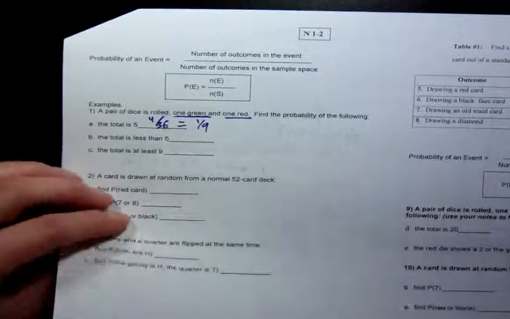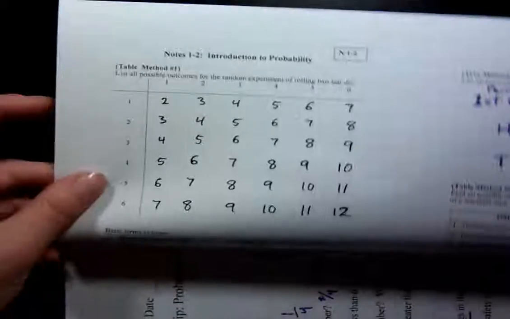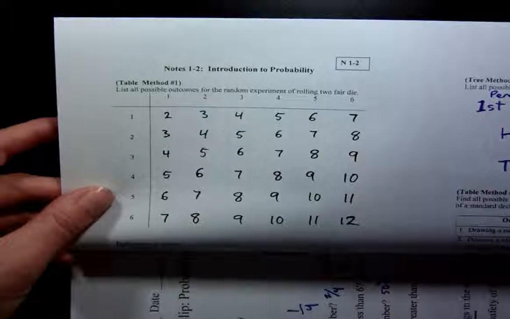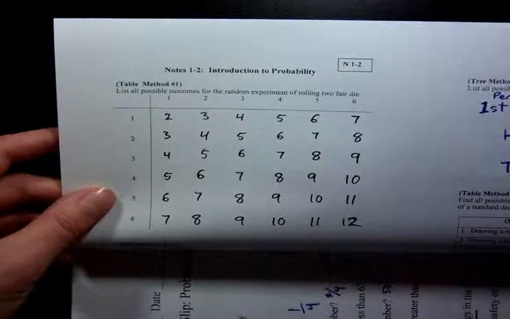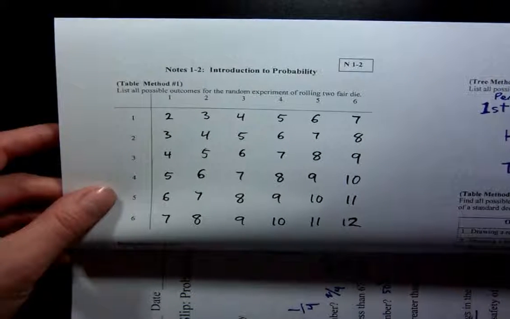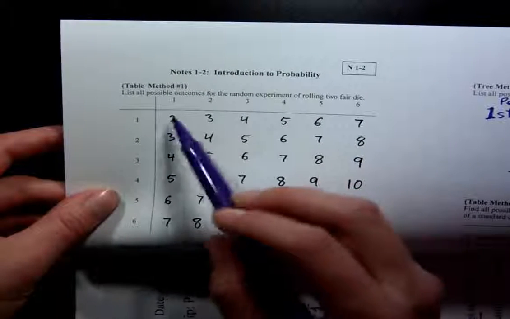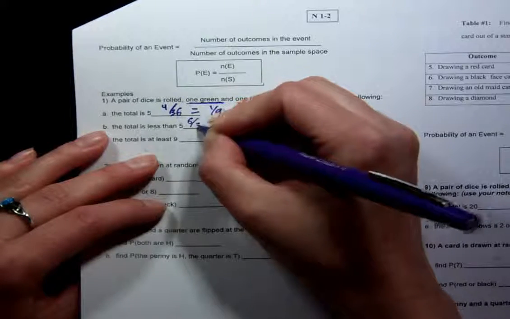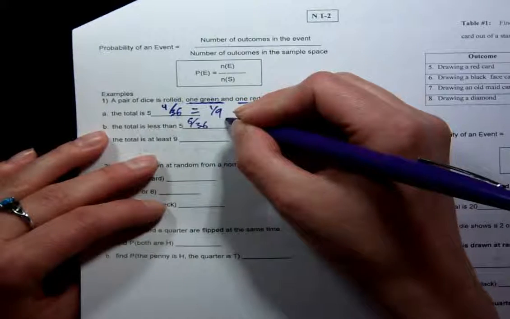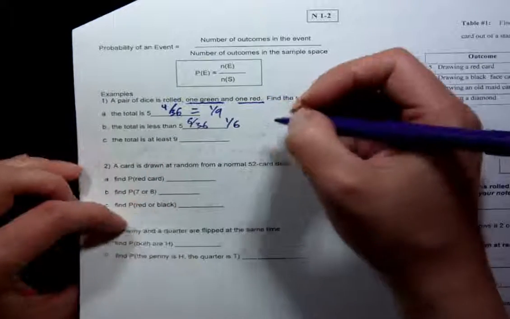And how about the possibility that total is less than 5? So how many of those are less than 5? Less than 5? Oh, 6, yeah. So we have 6 out of the total 36, and that reduces to 1/6.